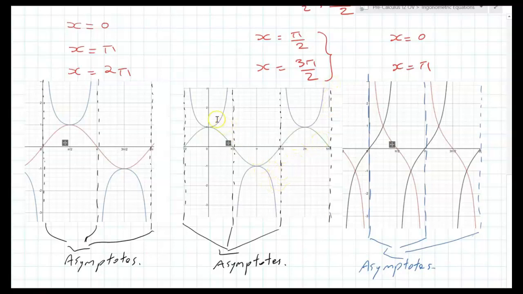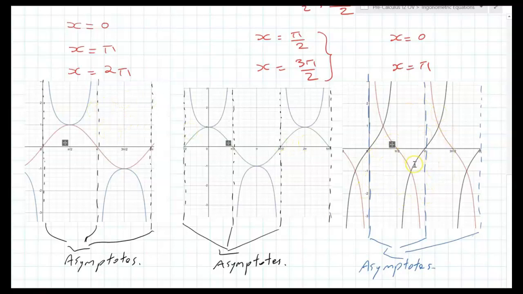And remember that two pieces of these represent a full function. So this and this together represent one function, and in this case the period will be 2 pi, as with the cosecant of x.